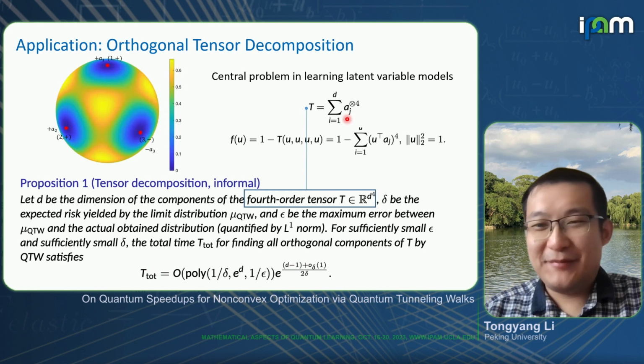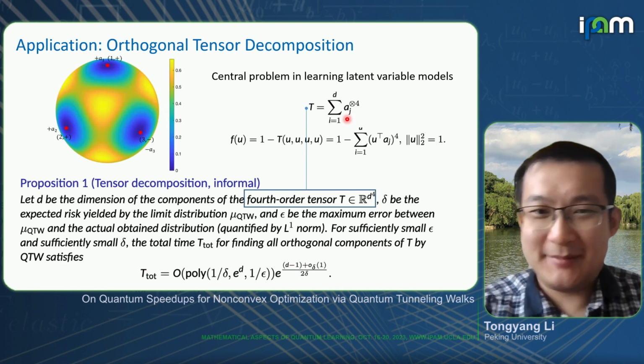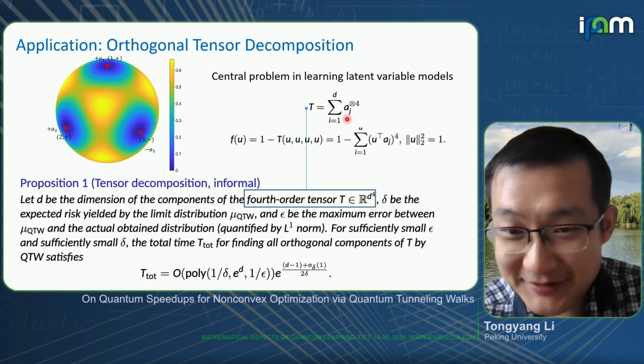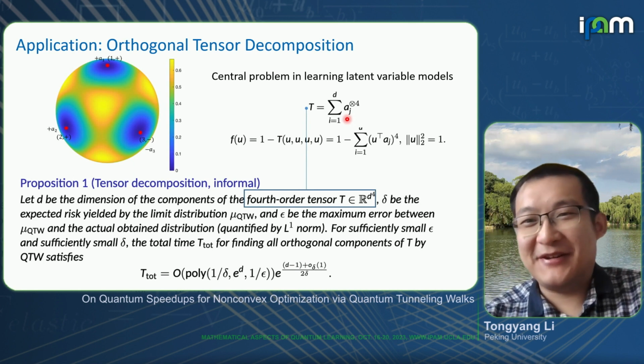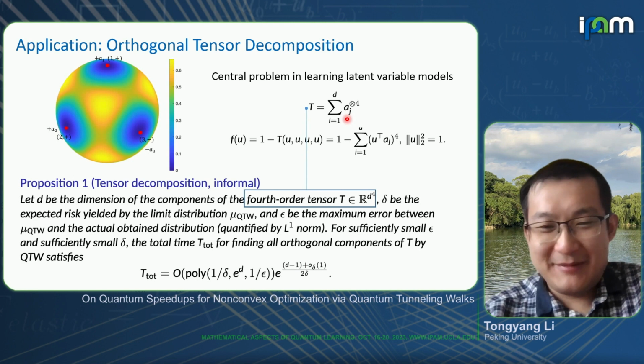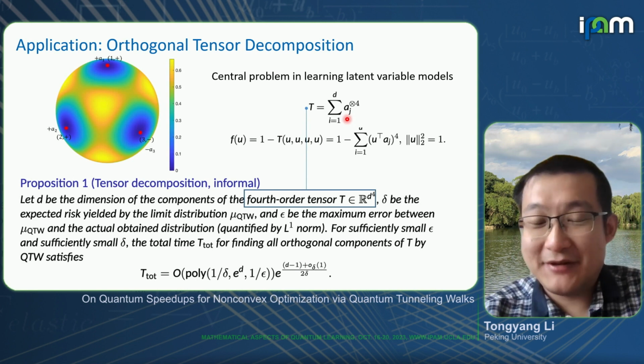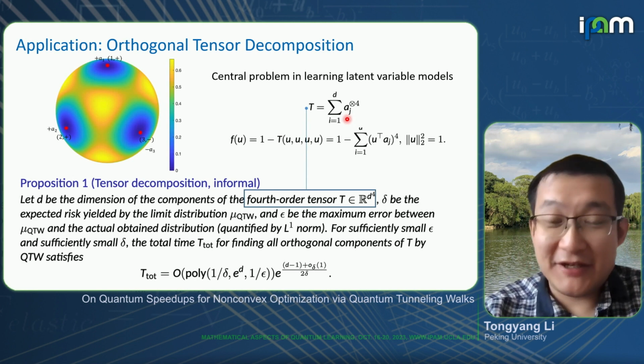So we proved that the fourth order tensor decomposition problem can be solved in exponential time on quantum computers. So maybe you want to blame me. Okay, so why do I want to show that we have an exponential time result for solving a problem? Is this actually of general interest?